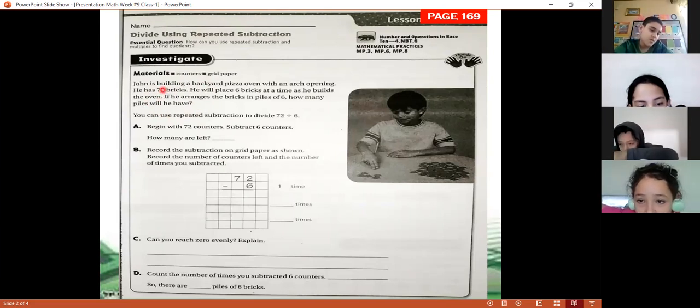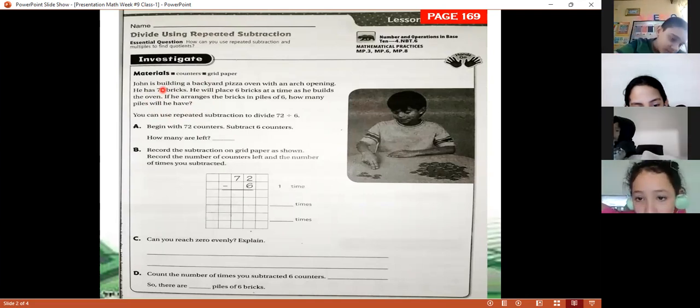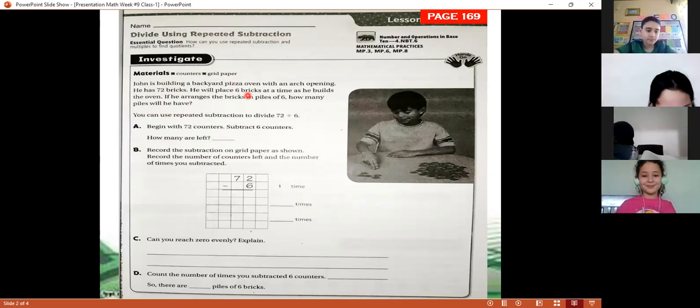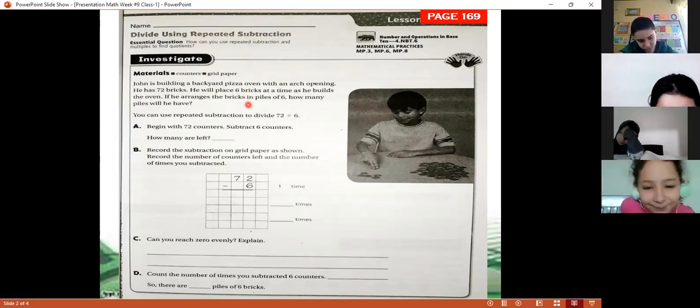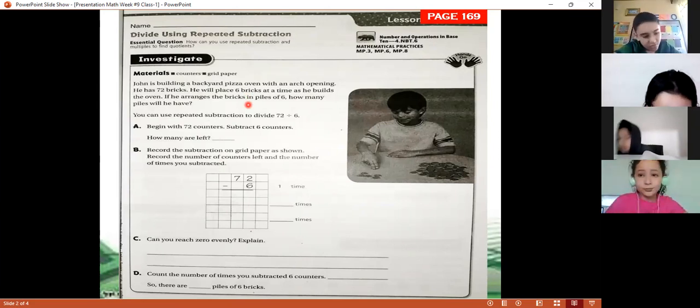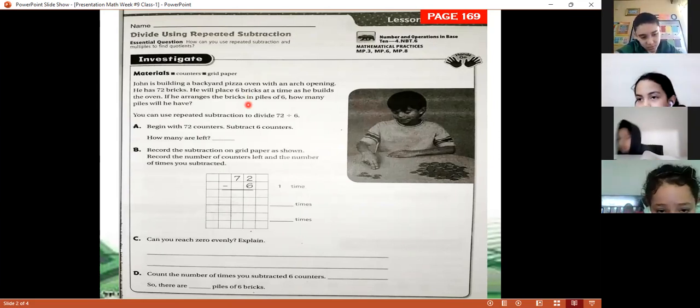Materials: counters, grid paper. John is building a backyard pizza oven. He has 72 bricks. He will place 6 bricks at a time as he builds the oven. If he arranges the bricks in piles of 6, how many piles will he have?